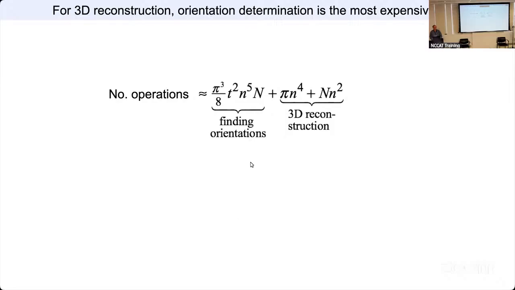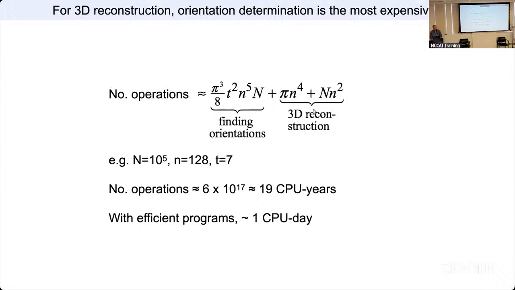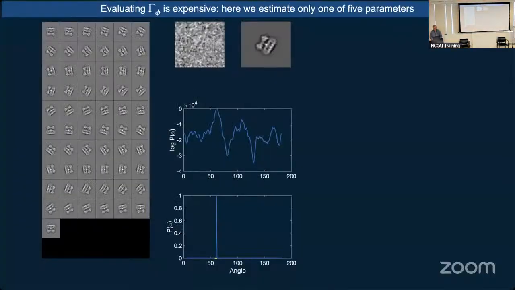Now the problem is that as I've described to you, the calculation is really expensive. You have to try a whole lot of different orientations, and the 3D reconstruction, the slice insertion is not so bad, but finding the orientations is really expensive. It takes years of CPU time, even for an only 128 by 128 pixel box and 100,000 particles. But there are much more efficient programs, and I want to give you an idea of how the efficiency comes about.